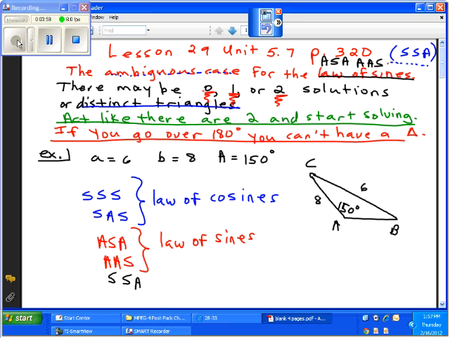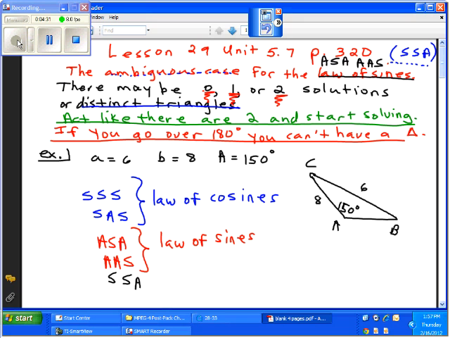Since the memory work for learning whether there's 0, 1, or 2, and the amount of work it takes to figure out if there's 0, 1, or 2, isn't much different than just solving as if there were 2 and figuring it out, then we're not going to learn that. We're just going to solve as if there were 2 and figure it out as we go. You'll see what I'm talking about in just a moment. Okay, but I'm going to read what's on page 320 just so you can get a little bit of a gist of how complicated it sounds.